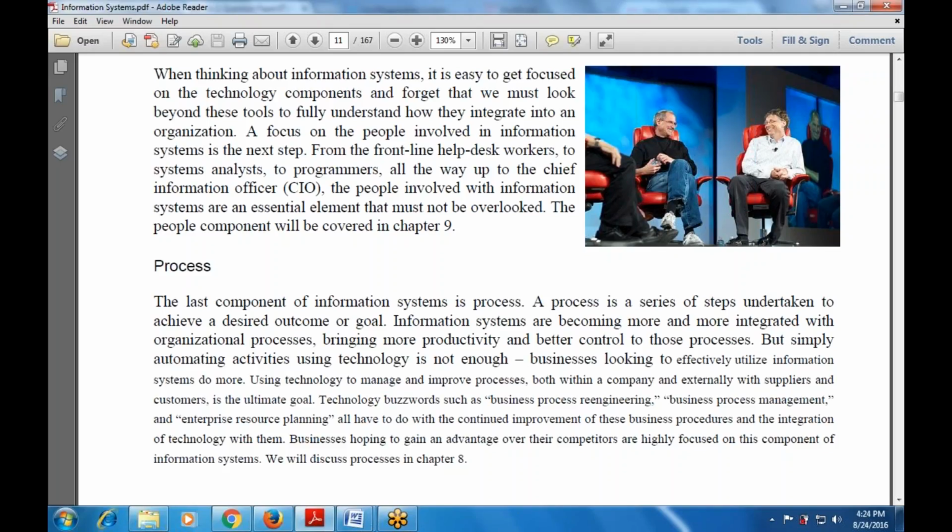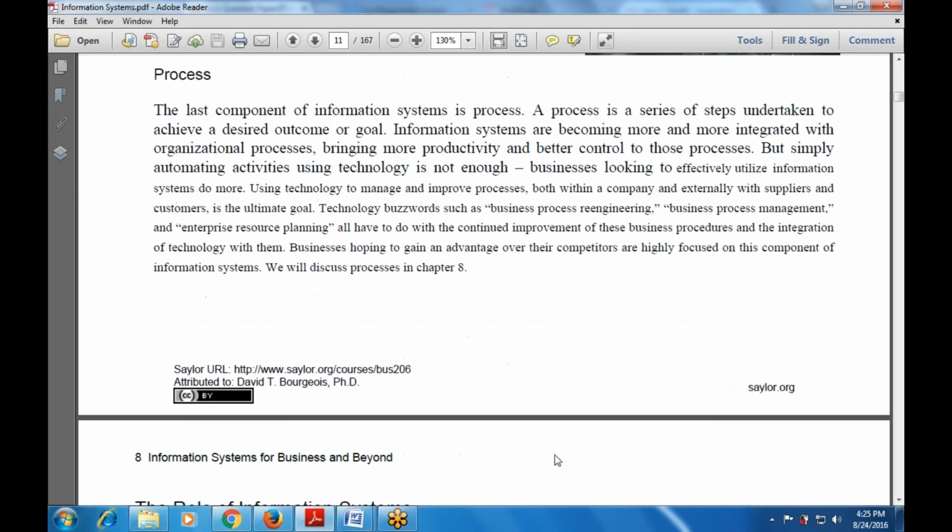Whatever the information system that is carried out, that is used with the information system for business process re-engineering, all has to do with the continuous improvement of these processes and procedures, using the technology to process.